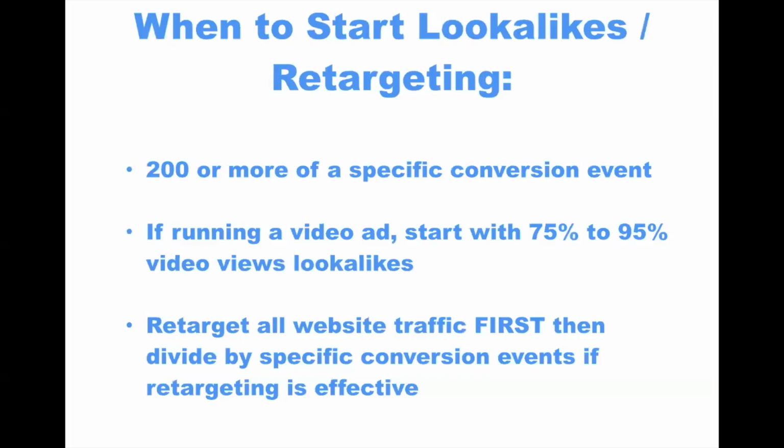Retarget all website traffic first, and then divide by conversion events. What I mean by this is, when you have, let's say, 200 clicks, you don't want to target only view content and separate that from add to cart. No, you want to wait until you have more than 200 add to carts, more than 200 purchases, to start targeting by conversion event. If you want to target the add to cart audience, you want to have more than 200 add to carts. If you have more than 200 clicks and you just want to see how retargeting does, you want to go with all website traffic.